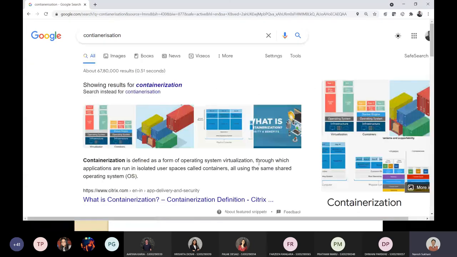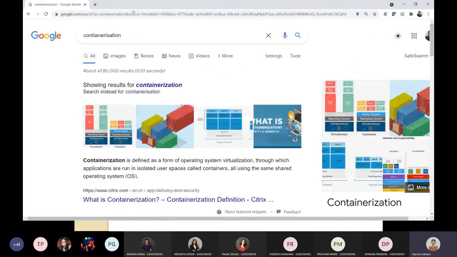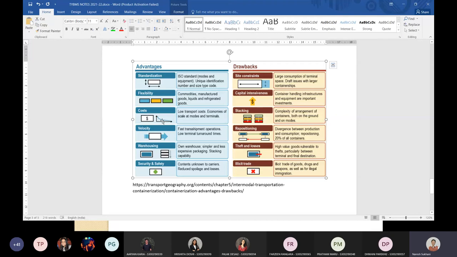Yep, Malcolm McLean. Oh my God, how did I forget this name? Yes, Malcolm McLean, in the USA, 1956. The first standard shipping container was invented and patented by Malcolm McLean. Let's put this out. I tend to keep on forgetting it. Since we are learning about logistics, we need to know this.